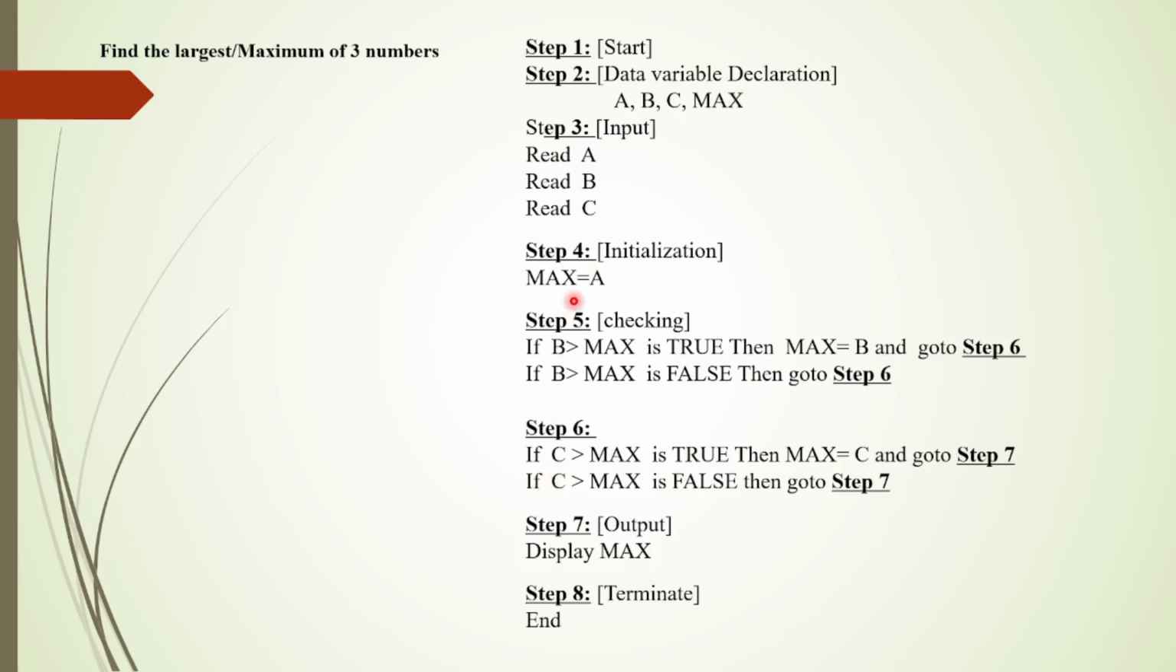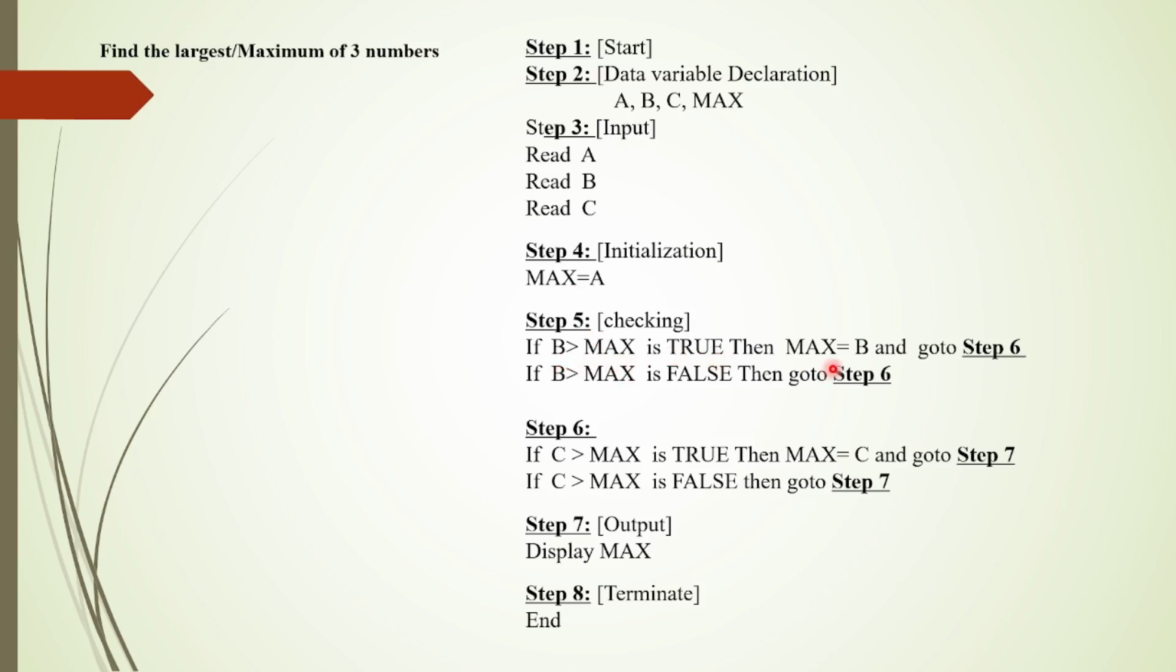Then initially I don't know which is the maximum here, but I assume that the first number, whatever I'm accepting, that is A, right? So I said max is equal to A, means whatever is the first number, let me assume it as the maximum number. Then let me start checking. What is the checking? I have to check whether the second number B is greater than the first number. Where is my first number? That is in max, as I have taken it as max, right? Now check whether the second number is greater than the max.